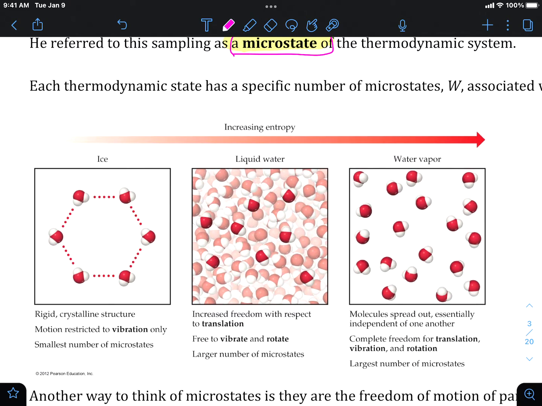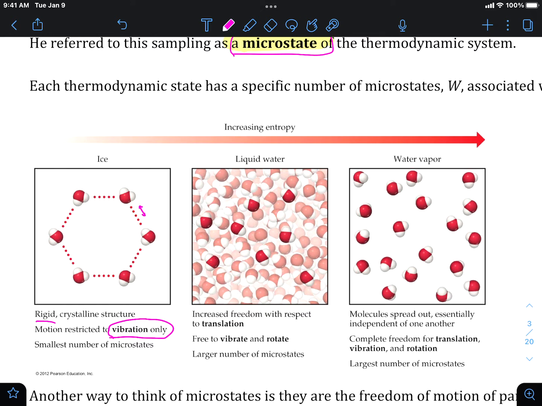All right, on the far left, we have solid. In a solid, we have a rigid crystalline structure. The motion in a solid is restricted to vibration only. Okay, so these molecules can wiggle in and out a little bit, but they cannot leave their position. There is no translational movement. You guys understand that? They can't get up and leave. So there's no translation. There is no rotation.